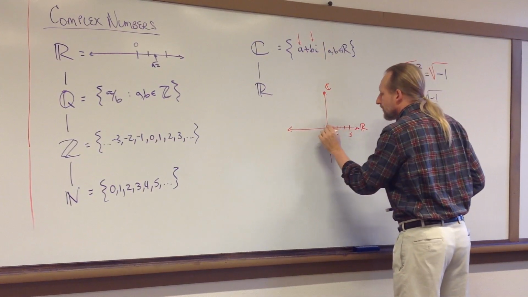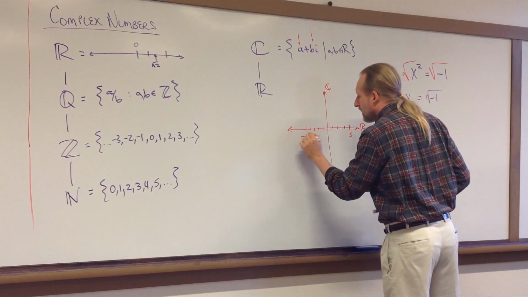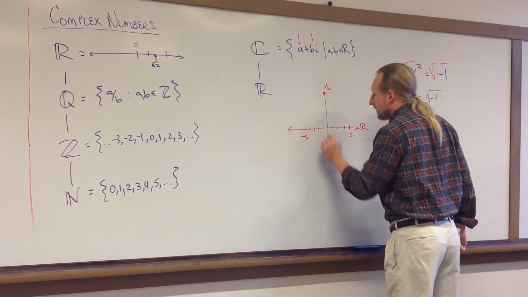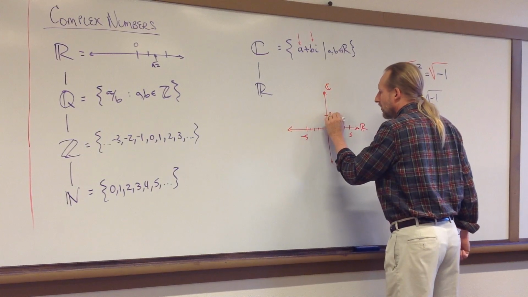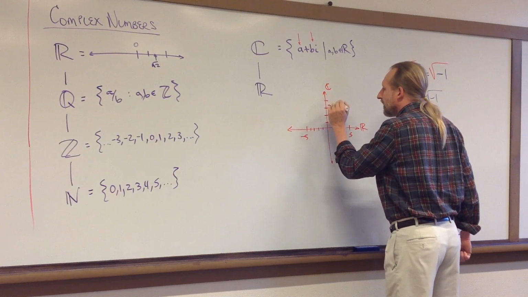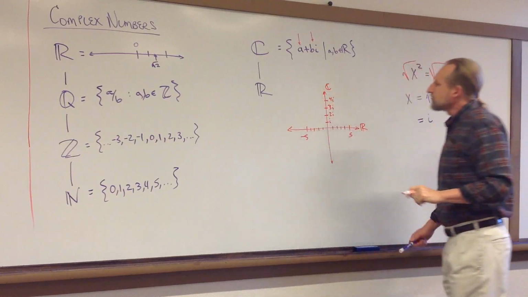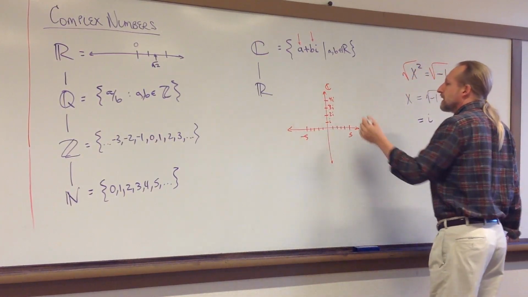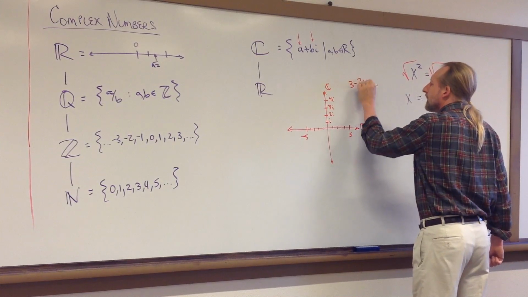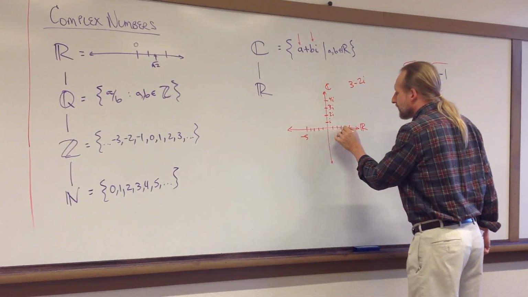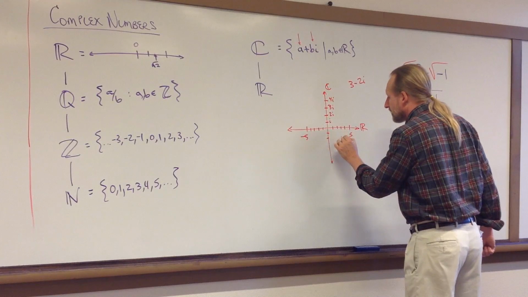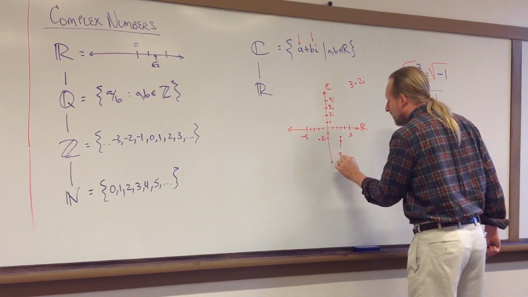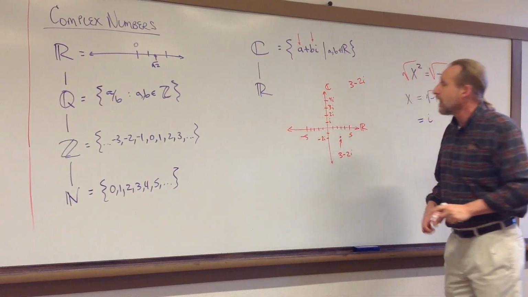And so the real number line is just like it always is, but on the vertical axis, you get these multiples of i. And so if you wanted to graph a complex number, like say we have something like 3 minus 2i, you'd go over 3 on the real number axis, and then go down to minus 2i, and there's that number 3 minus 2i.